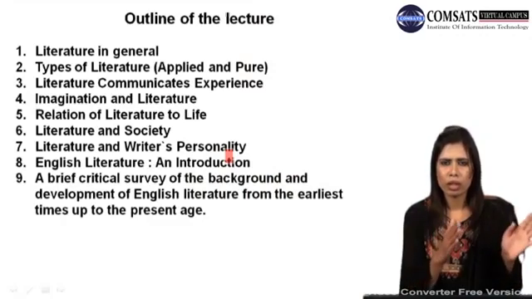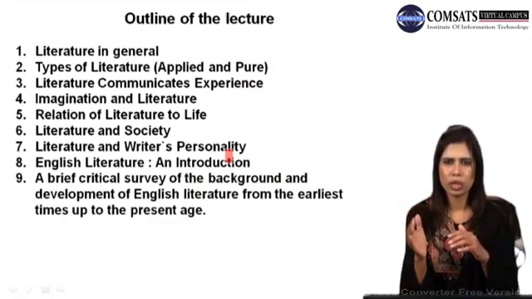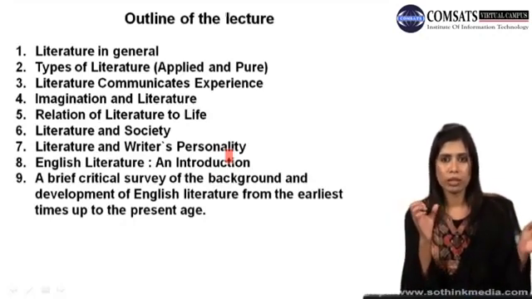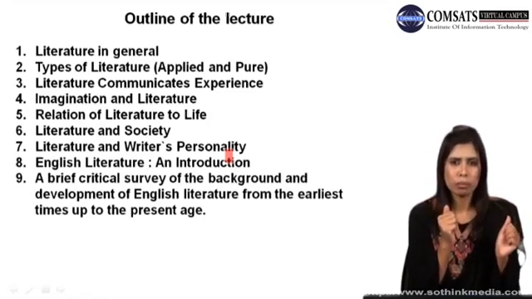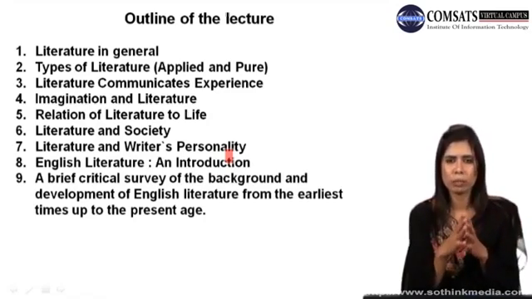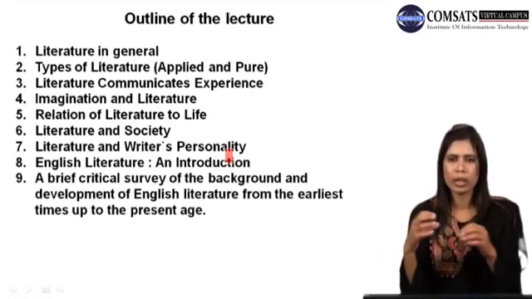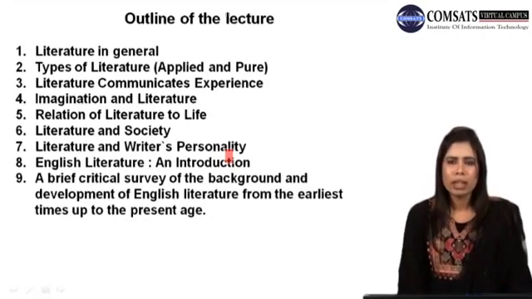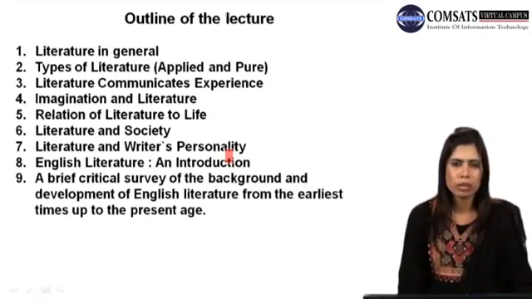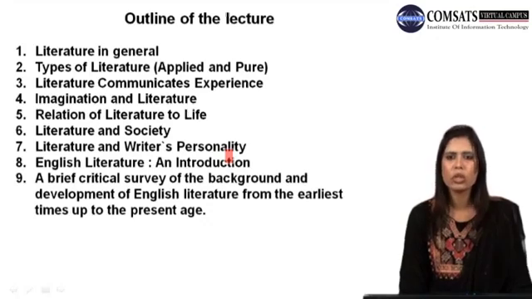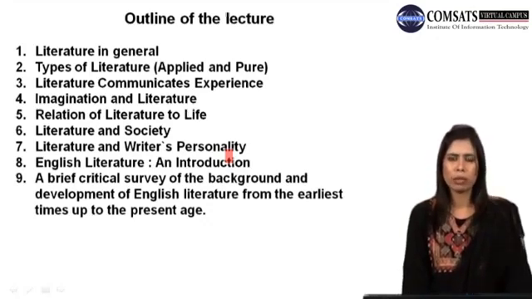So I think in order to understand history, which people usually think is complicated, the basic thing is that we should understand the concept of literature in general, how we take literature in our society. Second thing which is again very much important is the types of literature. We have two types of literature. One is applied and the other one is pure literature. So we will talk about applied and pure literature in detail as well.